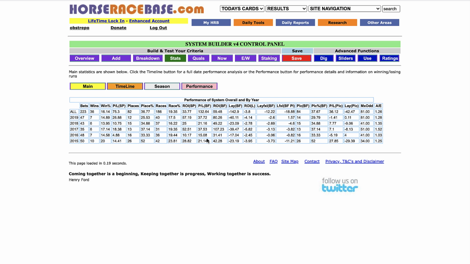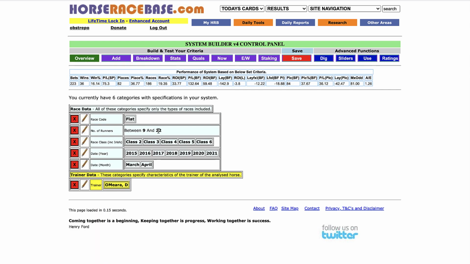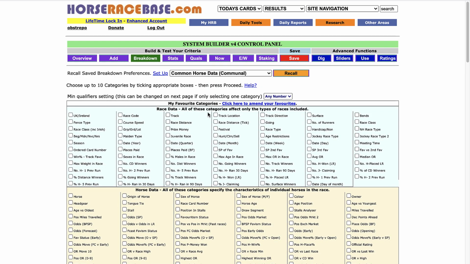Increasing in 4 of the years and stayed the same in 2015, which is the longest to go of them all, so that's pretty good that it's consistent across all the years. A filter I'm quite happy to include. Let's have a look at our overview view. We've got 9 to 22 runners and we've got classes 2 to 6. Let's add the criteria back in again.